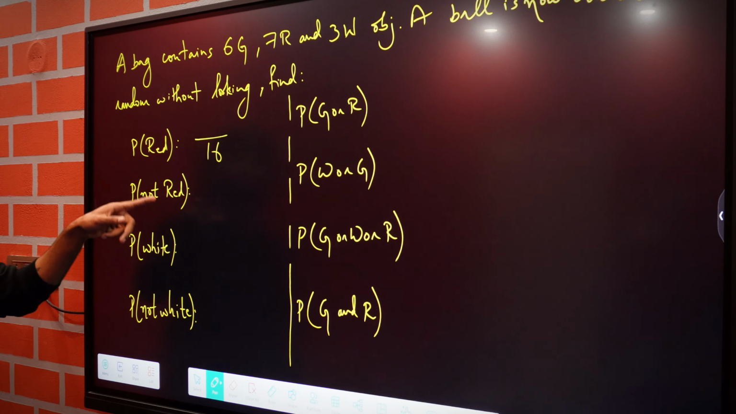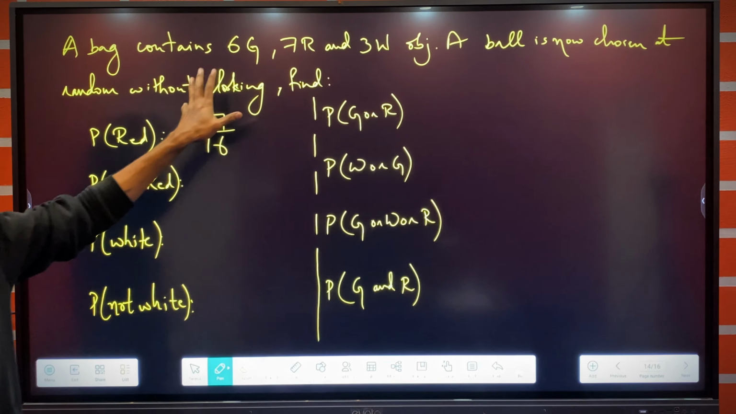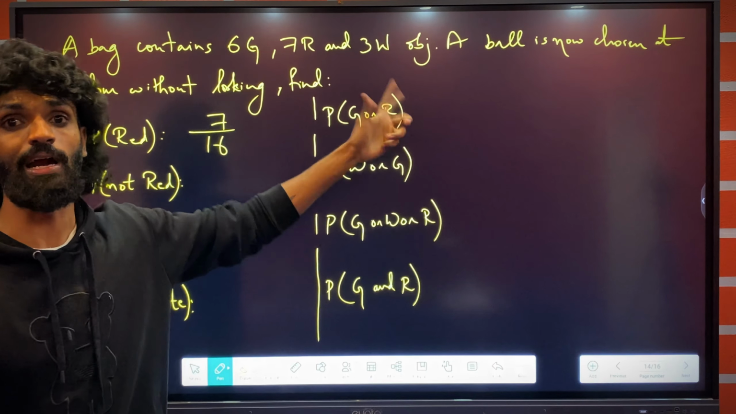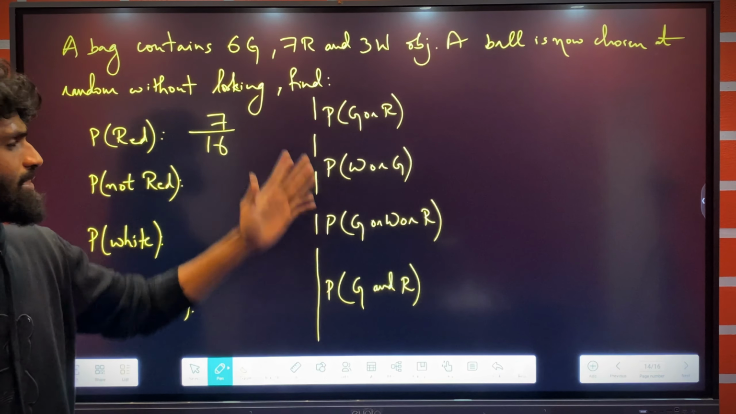Now they're asking P of red. How many reds? 7 reds. First answer is 7 by 16. Now see, what I can do is, instead of giving object, I might use the word cards. I might use the word ball. I might use the word whatever. So end of the day, it's the same concept.